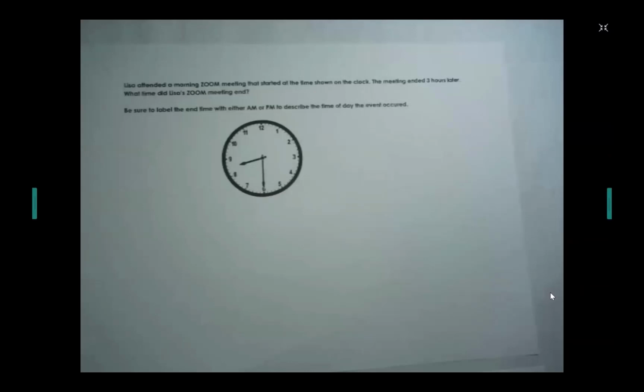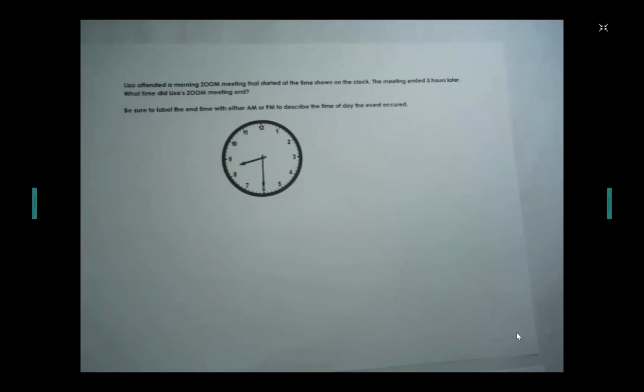Now I want to highlight the new component of this IOA, estimating and measuring elapsed time using a timeline to the hour or half hour. Keep in mind, as I just stated, the times are on the hour or half hour, and these times will never cross from AM to PM. So students won't be counting elapsed time 11, 12, and then 1. The times will either all be in the AM or they'll all be in the PM.